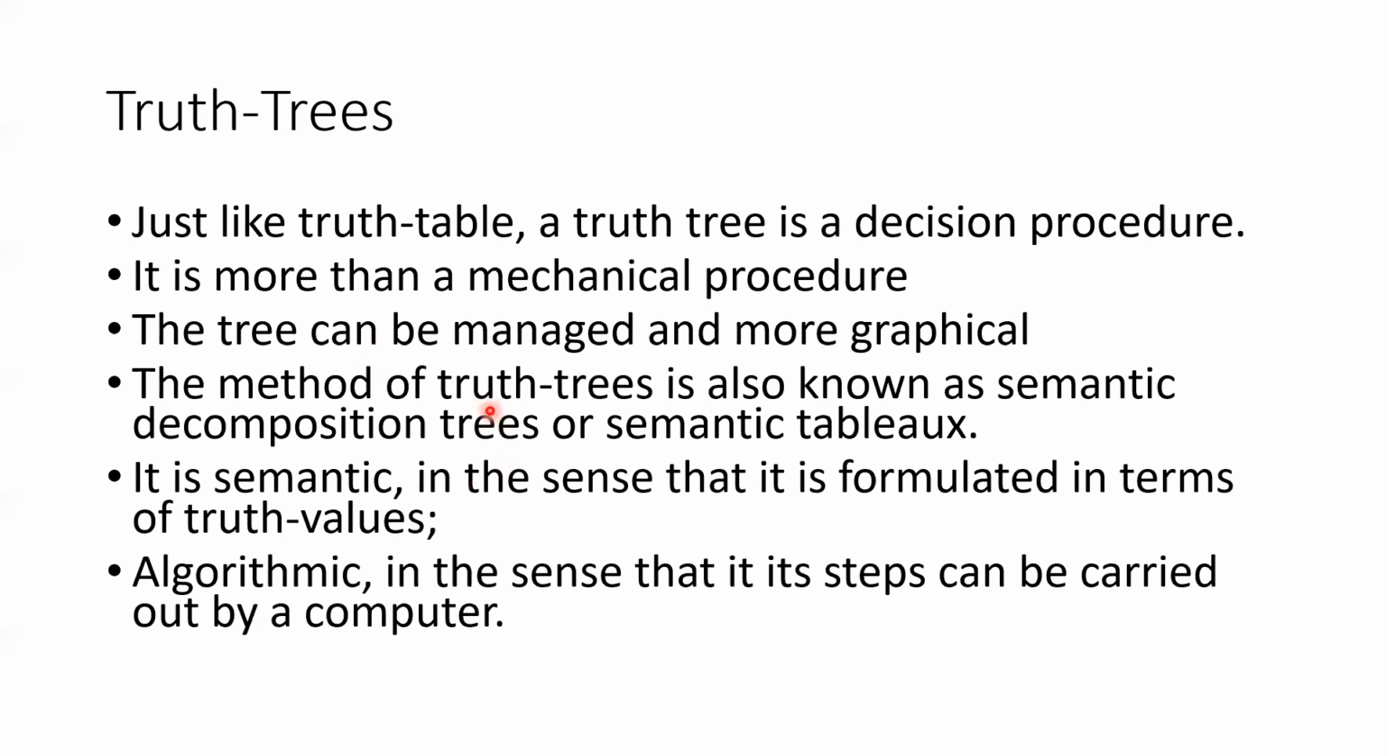The method of truth trees is also known as semantic decomposition trees, or a semantic tableau. It is semantic in the sense that it is formulated in terms of truth values. When we did our truth table, there were certain values obtained, either true or false, or either 0 or 1. In the case of semantic, it means that you can obtain some truth values from them.